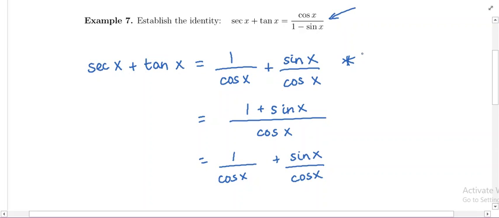So what's going on here is a situation where you start trying to establish an identity, you go with a technique, and you realize you're running in circles. It's not going to work out. So we've got to try another approach. This is an identity. You're going to have to verify it somehow. Turning the left side into sines and cosines does absolutely nothing for us.